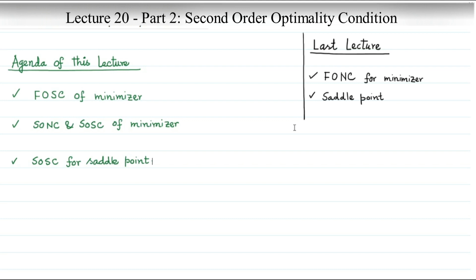However, this condition is just a necessary condition, it is not a sufficient condition, and towards that we have seen two examples. One was the function of one variable, x cube. For a function of two variables, we took x1 square minus x2 square, this hyperboloid, and then later we discussed the notion of saddle point. By a saddle point we mean a point at which a function f has neither a local minimum nor a local maximum, and a saddle point must also be a stationary point.